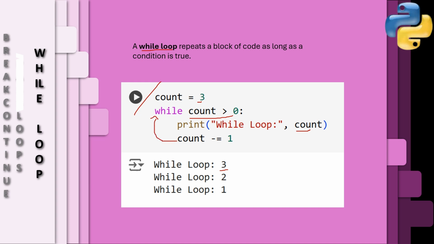Now the condition 2 is greater than 0. So it again enters the loop and prints while loop colon count. In the next, the count is 2. This loop will continue to execute until this condition is true. If the condition becomes false, that is, if the count value is 1 and it printed the while loop 1, in the next line the count will be decremented to 0 and the control flow will be returned to while. Here the condition will become false because 0 is greater than 0. The condition is false, so this while loop will be terminated. This is how execution goes in while loops.